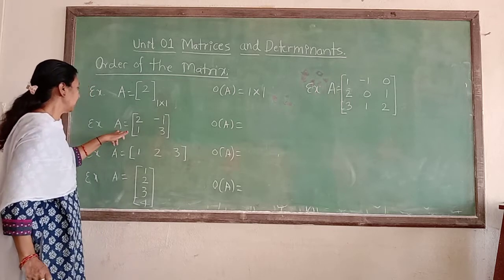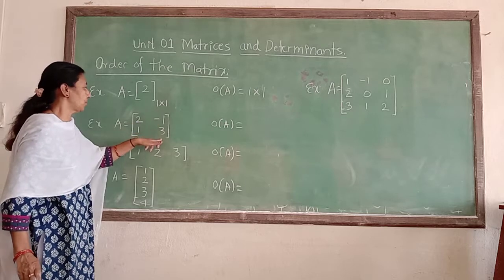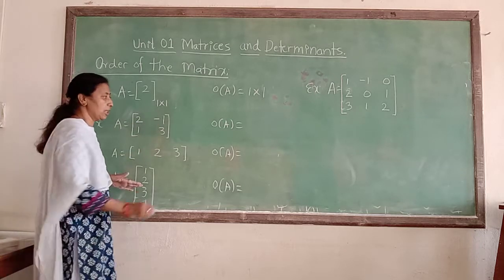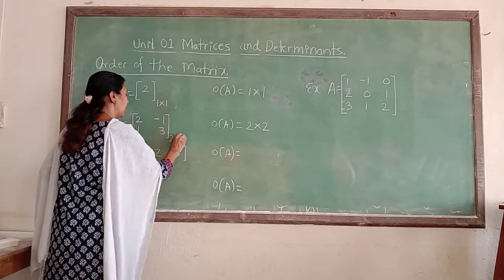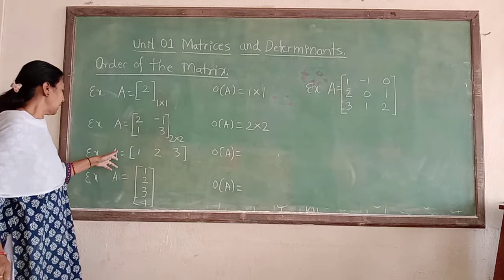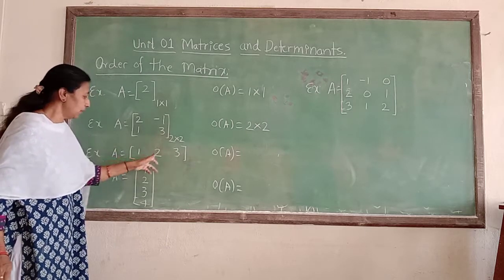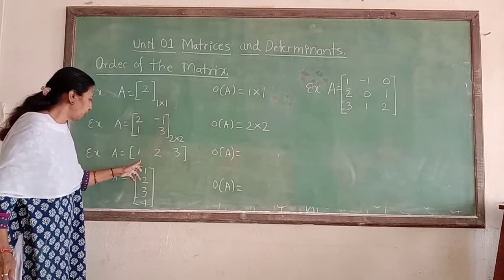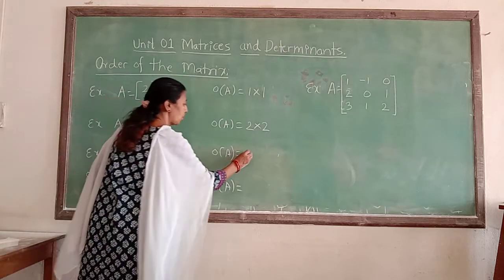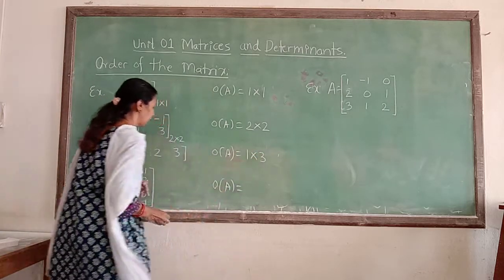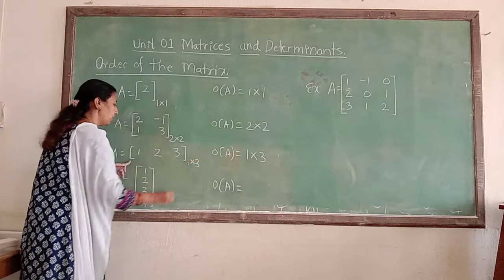In the next example, the matrix has 2 rows and 2 columns. Therefore, the order here is 2 by 2, and you should write 2 by 2 as the order of the matrix. Next, in this example you are seeing 1 row and 3 columns: first column, second column, and third column. So the order is 1 cross 3, or 1 by 3.